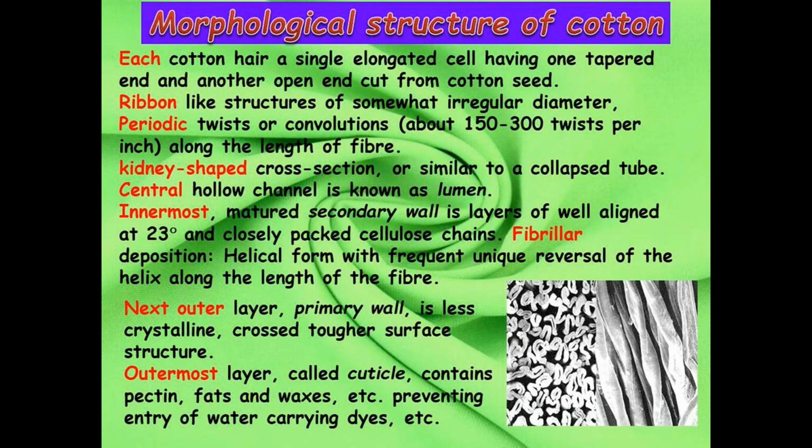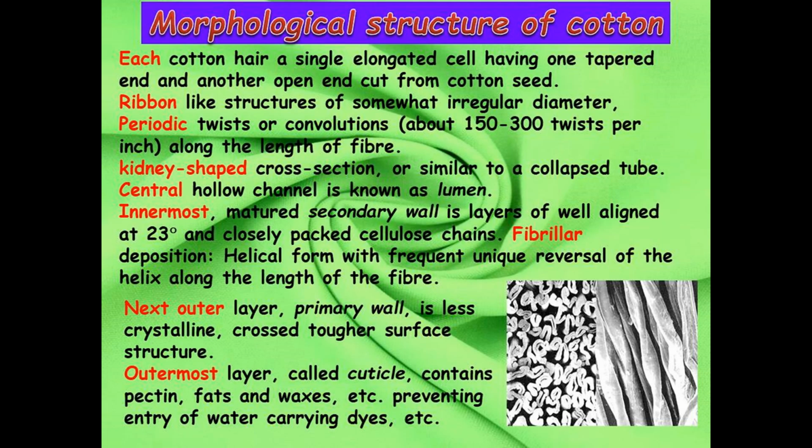Morphological structure of cotton. Each cotton hair is a single elongated cell having one tapered end and another open end cut from the cotton seed. Ribbon-like structure of somewhat irregular diameter. It has periodic twists or convolutions, about 150 to 300 twists per inch along the length of the fiber. It has a kidney-shaped cross-section. The central hollow channel of cotton is known as the lumen.